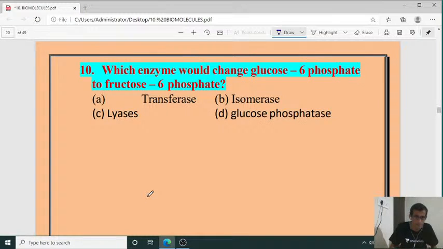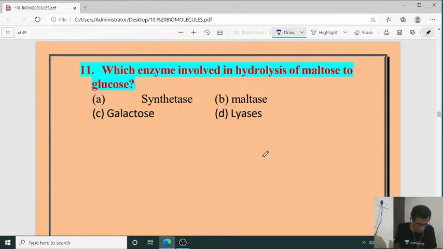Next, question number 10. Which enzyme would change glucose 6-phosphate into fructose 6-phosphate? It is isomerase. The reaction is called isomerization reaction. Glucose 6-phosphate into fructose 6-phosphate. Who will change it? That is the isomerase enzyme. Isomerization phenomenon. Next, question number 11.